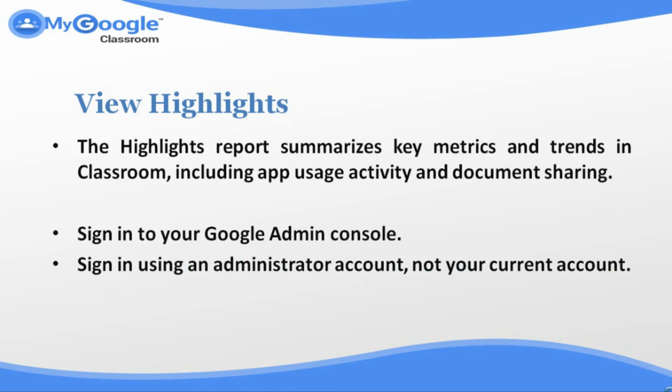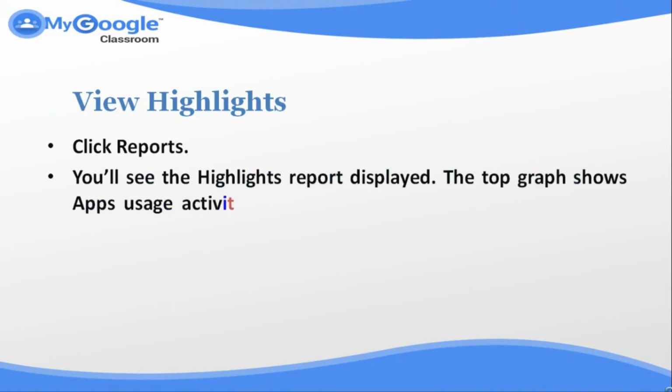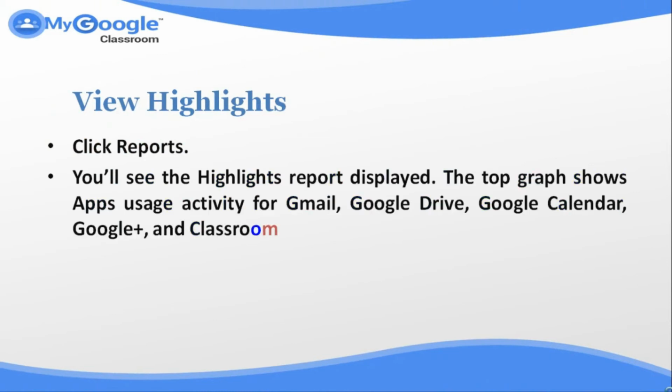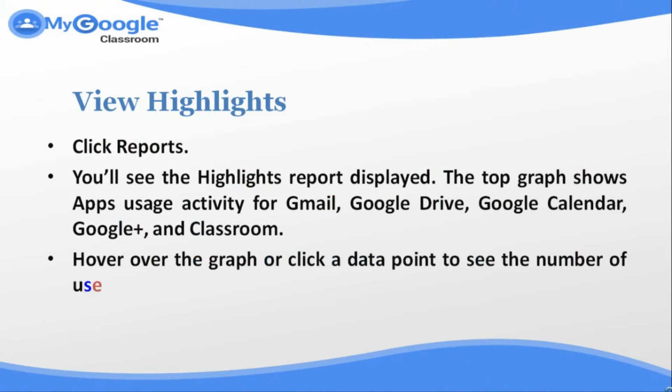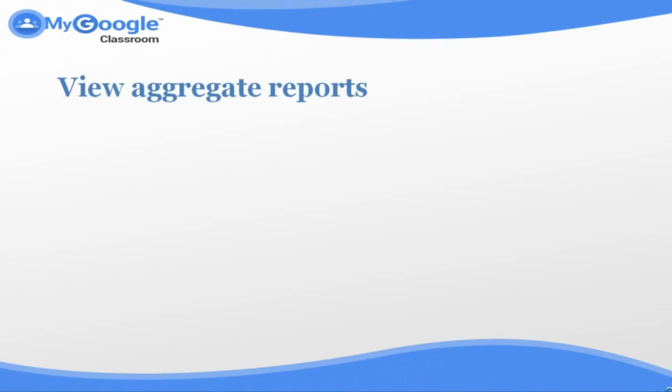Sign in to your Google Admin Console. Sign in using an administrator account, not your current account. Click Reports. You'll see the highlights report displayed. The top graph shows app usage activity for Gmail, Google Drive, Google Calendar, Google+, and Classroom. Hover over the graph or click a data point to see the number of users for each app on a specific date. View Aggregate Report.